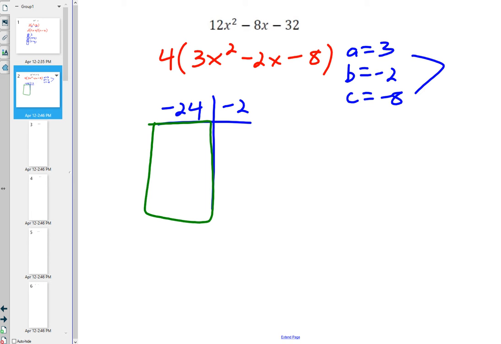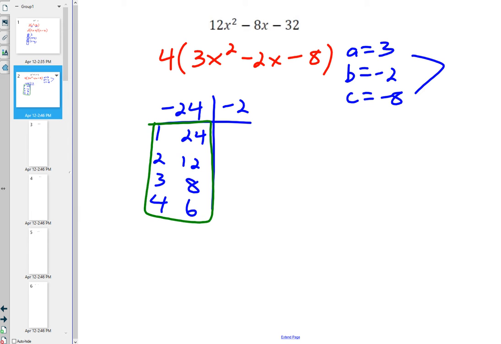I'm going to write 1 and 24, 2 and 12, 3 and 8, 4 and 6. That's just because I want to show you that there's more than one possibility. But if you can do this in your head, you don't have to write all that. Okay? Then the next thing we have to account for is the signs. We want to see how we can arrange the signs.